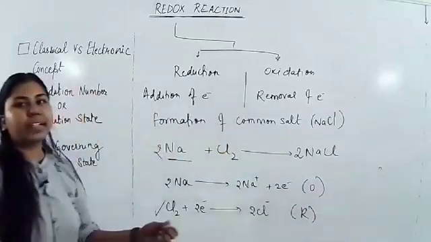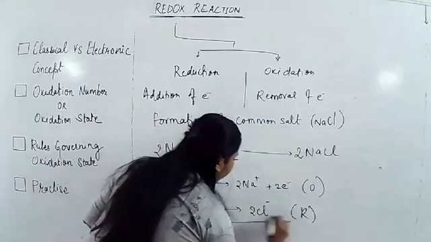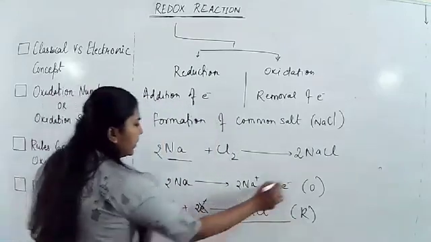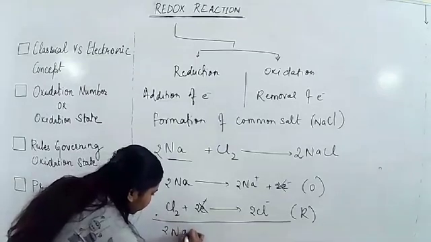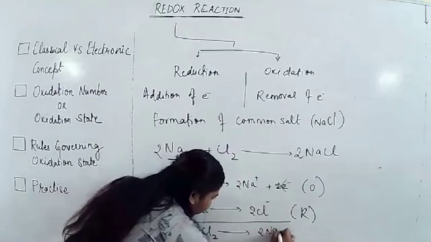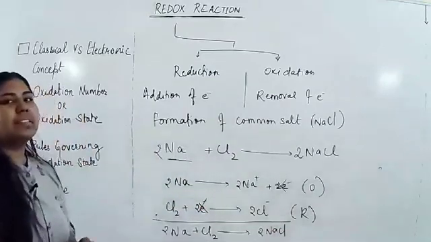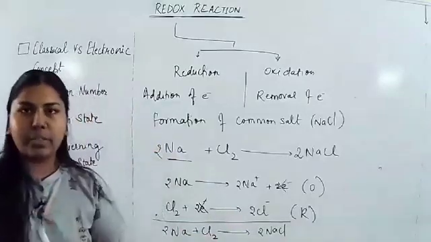Easy, isn't it? Now when I combine these two half reactions, obviously, I will get the whole redox reaction. So this is the electronic concept of telling redox reactions.